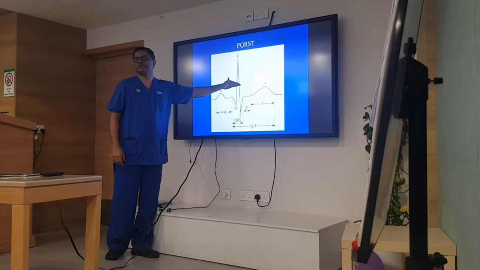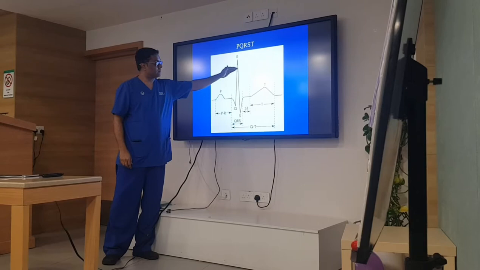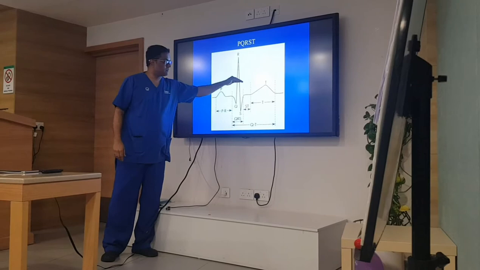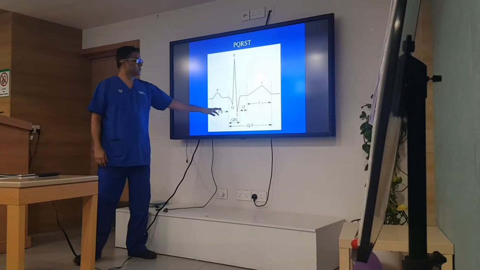Once again, this poor R wave progression: normally in the chest leads, in V1 the R wave will be small, V2 it gets bigger, V3, V4, and in V5, V6 it will be much taller. So that is called the R wave progression. When it is all flat, it is also a feature of ischemia. So remember, not ST segment depression alone, this poor R wave progression on the ECG is also a feature of ischemia. Okay. So QRS reflects your ventricular contraction.